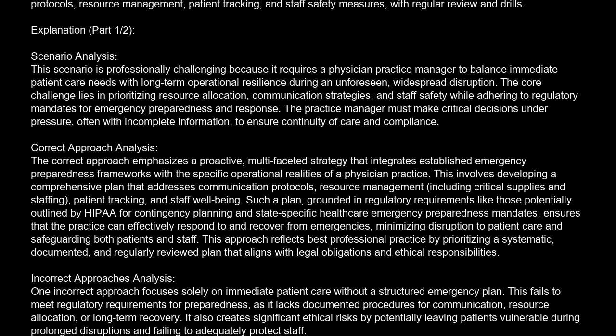This approach reflects best professional practice by prioritizing a systematic, documented, and regularly reviewed plan that aligns with legal obligations and ethical responsibilities. Incorrect approach analysis. One incorrect approach focuses solely on immediate patient care without a structured emergency plan. This fails to meet regulatory requirements for preparedness, as it lacks documented procedures for communication, resource allocation, or long-term recovery.